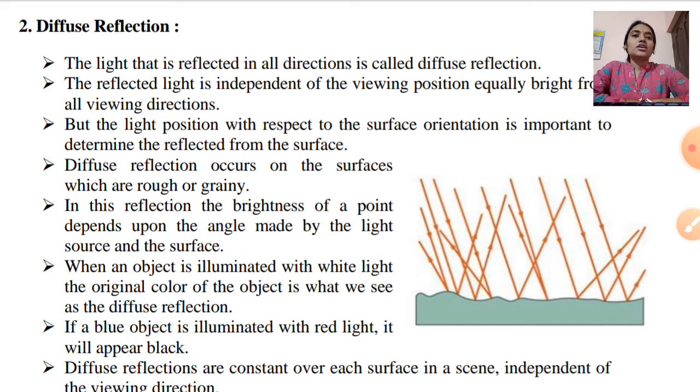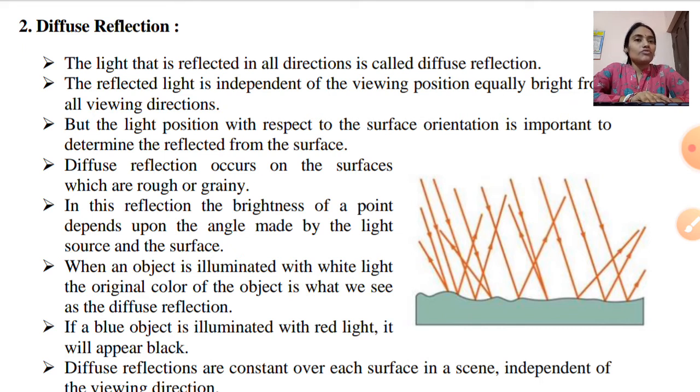That means in the place where you are standing, or the point from which you see the object, the reflected light is the same in all directions. Anywhere you place yourself, you can see the object. But the light position with respect to the surface orientation is important to determine the light reflected from the surface. Which type of surface it is, is important.